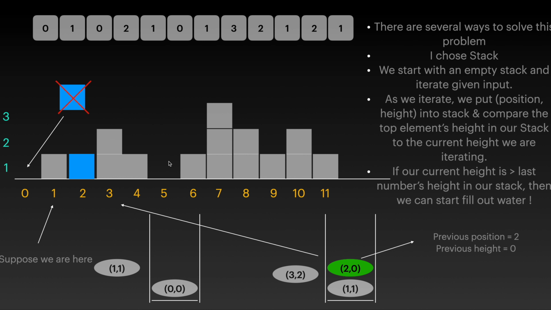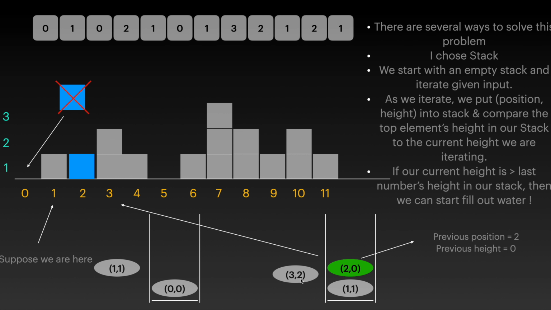Well, as I mentioned, we will be using a stack, and we will be iterating from position 0 all the way to the end. Initially our stack will be empty. If our stack is empty, then we have to put this first element here onto our stack. And in my stack I have 2 numbers. So here, if you notice, 1, 1. So let's look at this one.